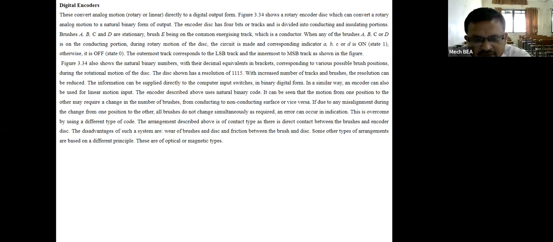The arrangement described above is of contact type, as there is direct contact between the brushes and encoder disc. The disadvantages of such systems are wear of brushes and disc and friction between the brush and disc. Some other types of arrangements are based on a different principle. These are of optical and magnetic types.